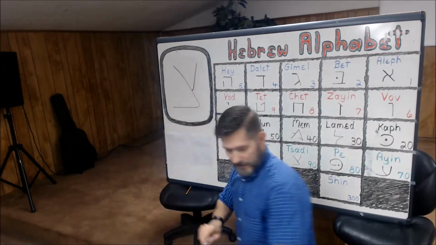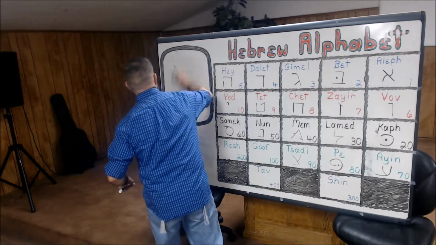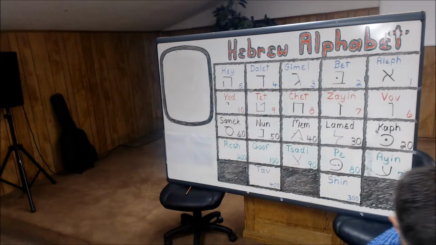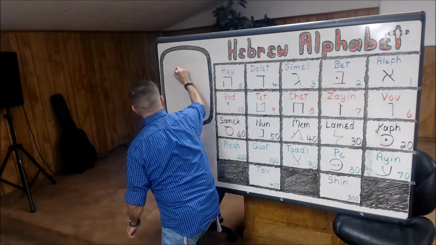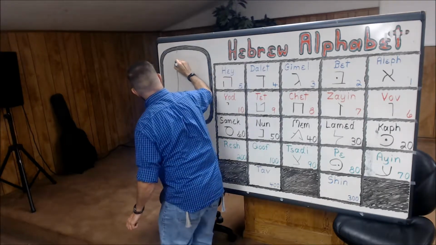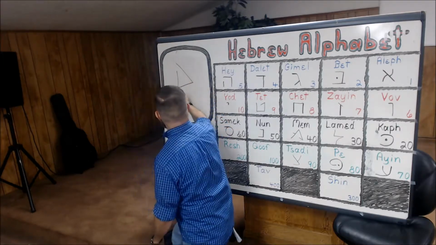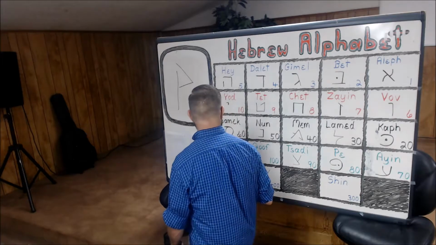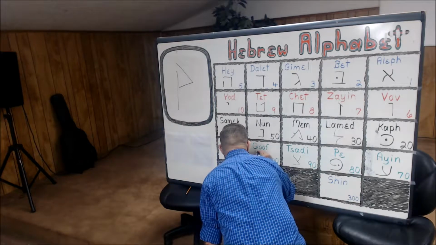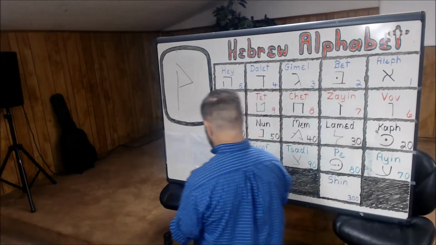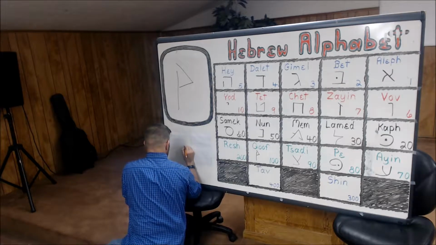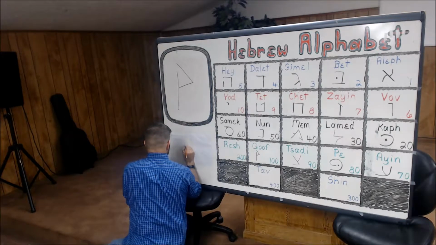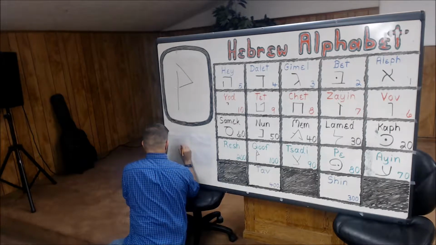Okay. Koof. You're Q-O-O-F. Koof. It's going to be a long line like this. Come up here. It's going to be like a P, but this doesn't touch. Koof. Numerical value of koof? 100. Koof. Write it down. Say it out loud. Koof.